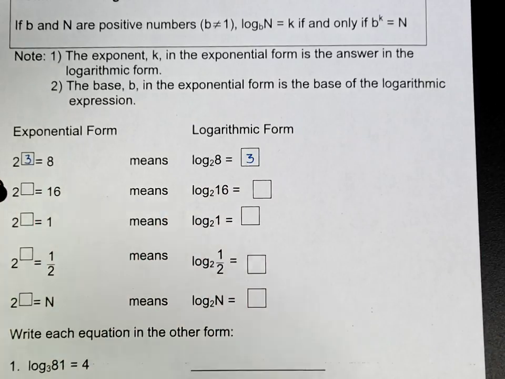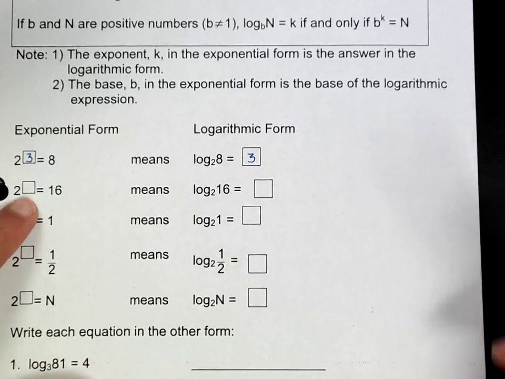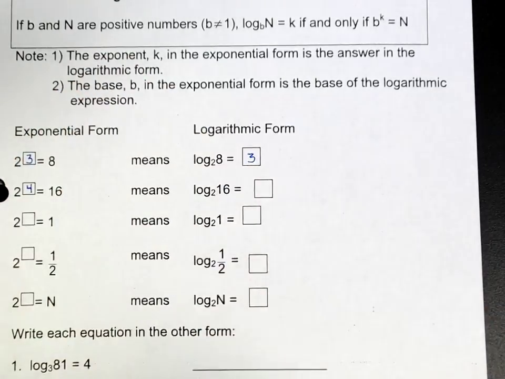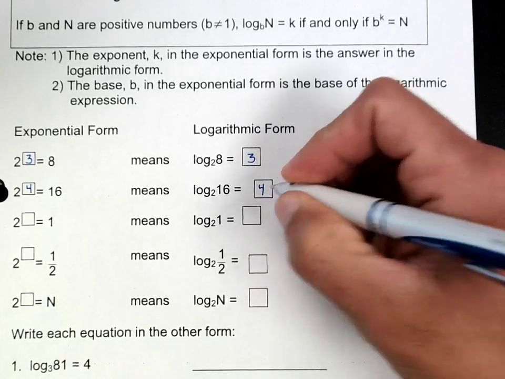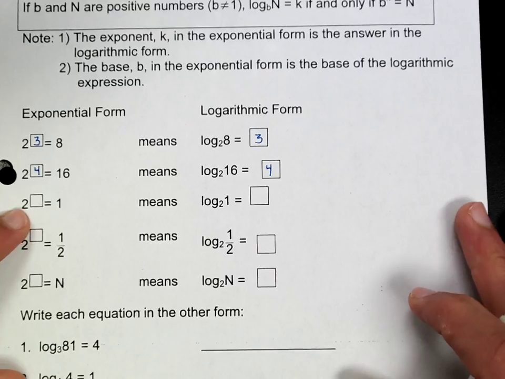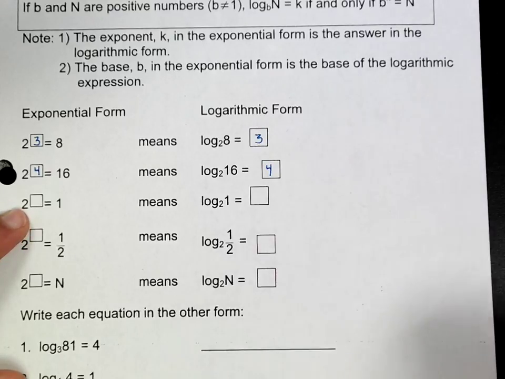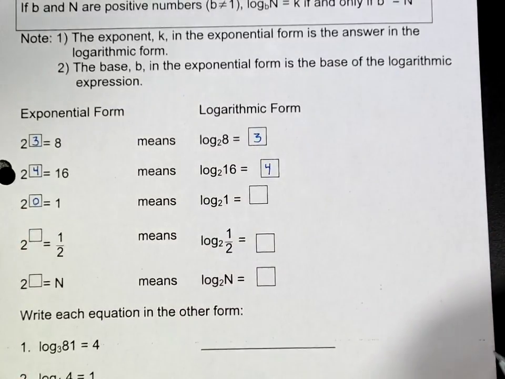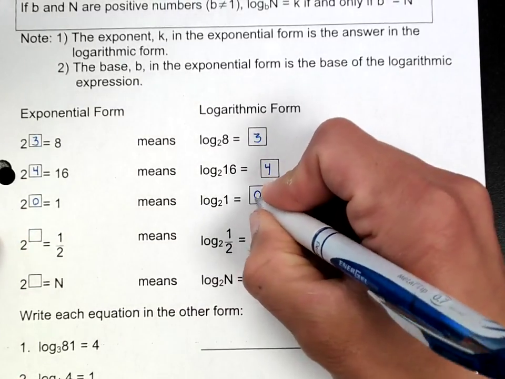So if I ask you, what is the log base 2 of 16? That's the same thing as asking, 2 to the what power is 16? Maybe some of you know, 2 to the fourth power is 16, so the answer for this one is 4. Now, the next one: 2 to the what power is 1? Anything to the 0 power is 1, so this has to be a 0.